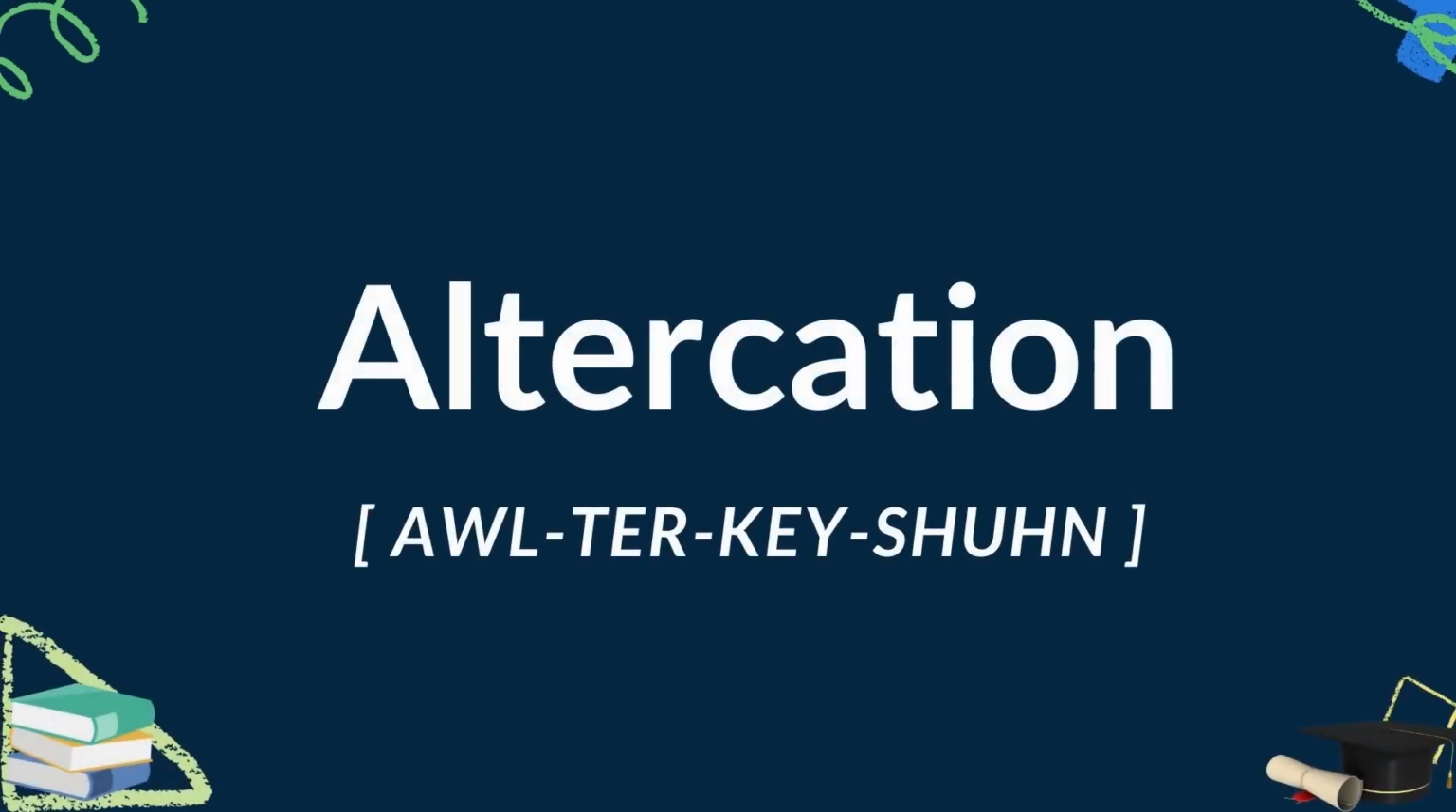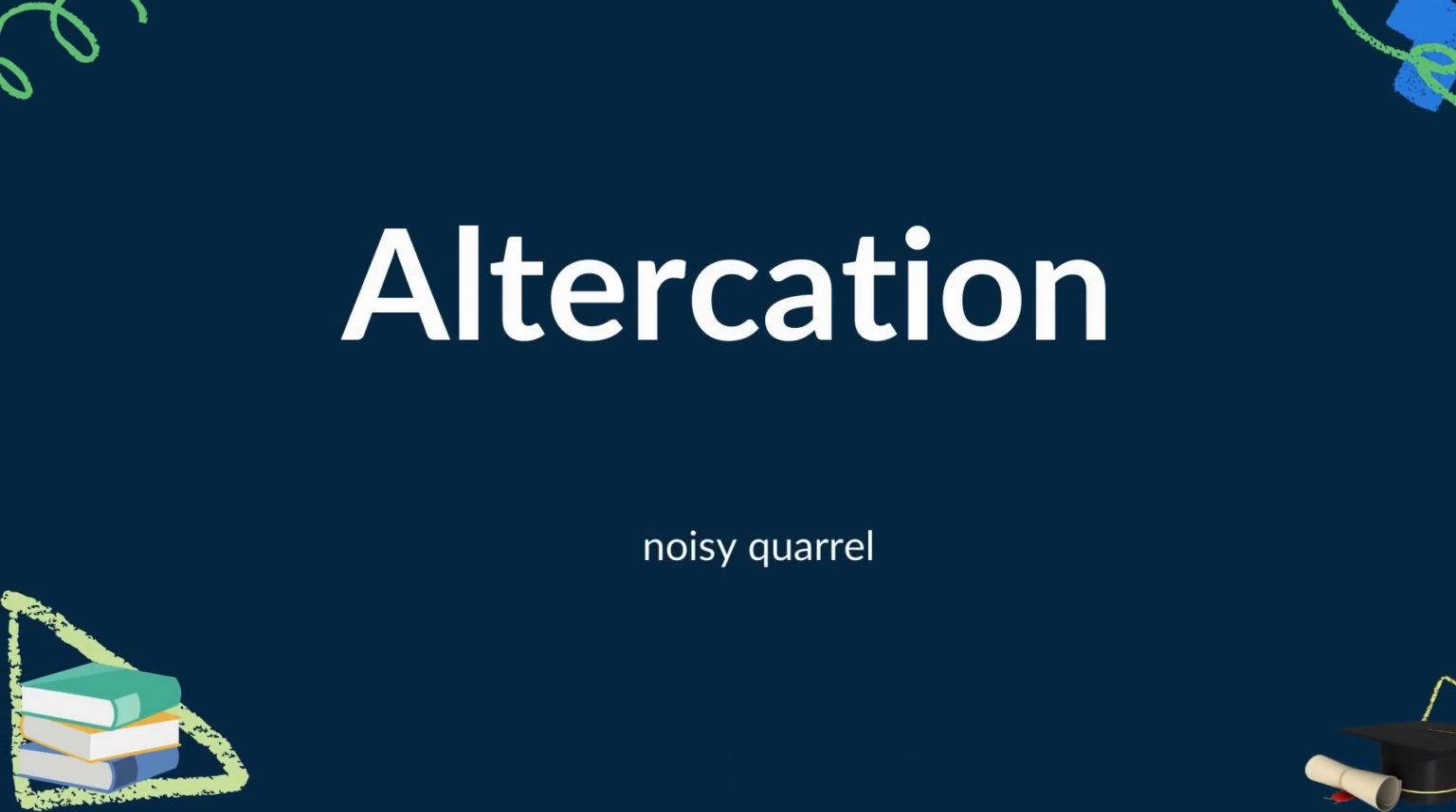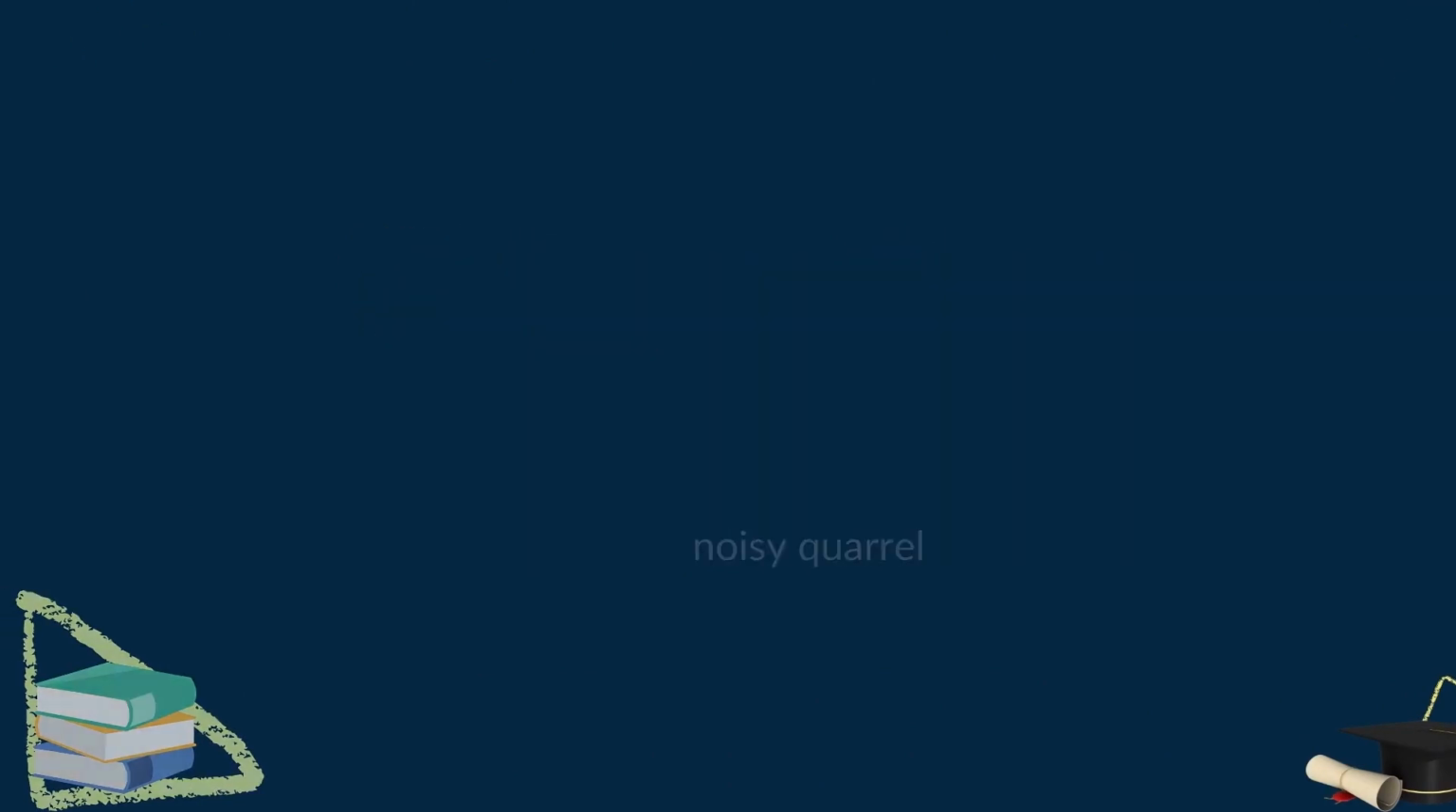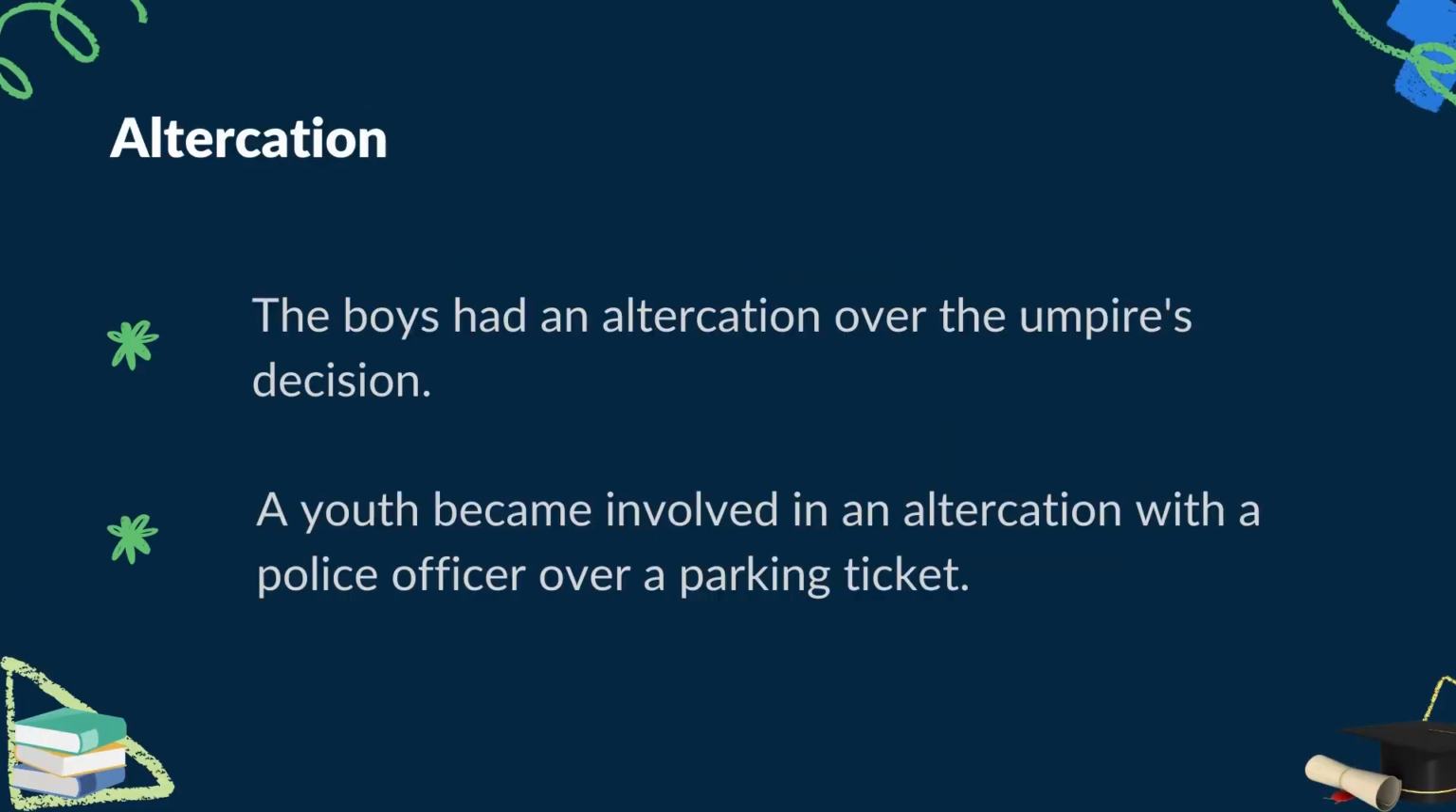The next word is altercation. Altercation means noisy quarrel. Here are some ways you can use the word in a sentence. 1. The boys had an altercation over the umpire's decision. 2. A youth became involved in an altercation with a police officer over a parking ticket.